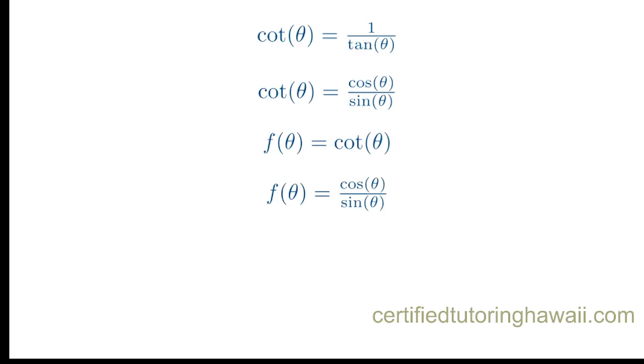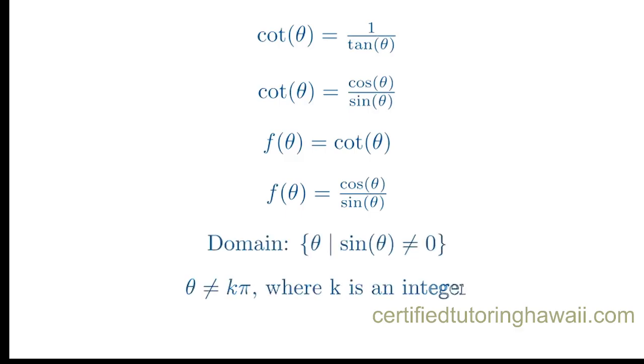Because cotangent is a fraction with sine in the denominator, its domain restrictions are the same as cosecant's. The domain of cotangent theta is all real numbers except where sine theta is 0. So theta cannot be any multiple of pi. These values are where the vertical asymptotes of the cotangent graph occur.